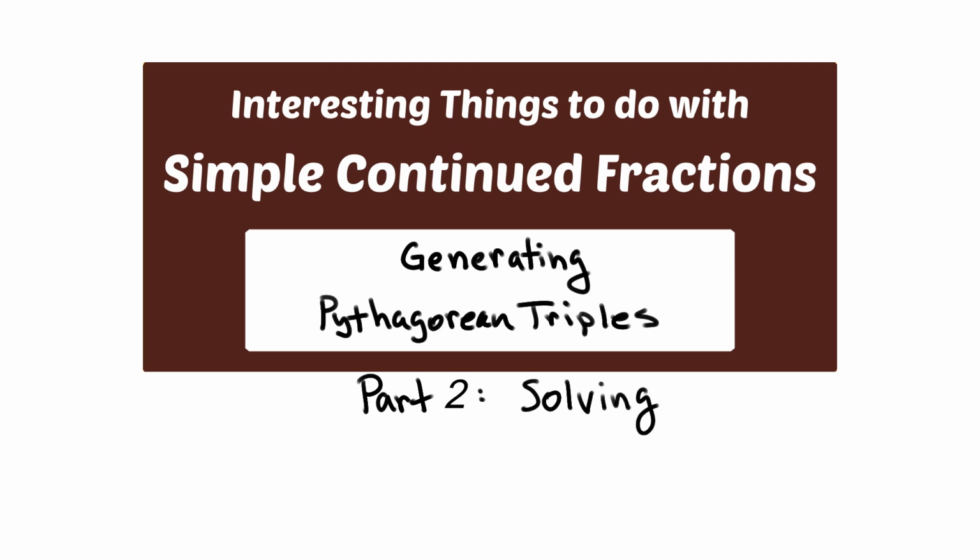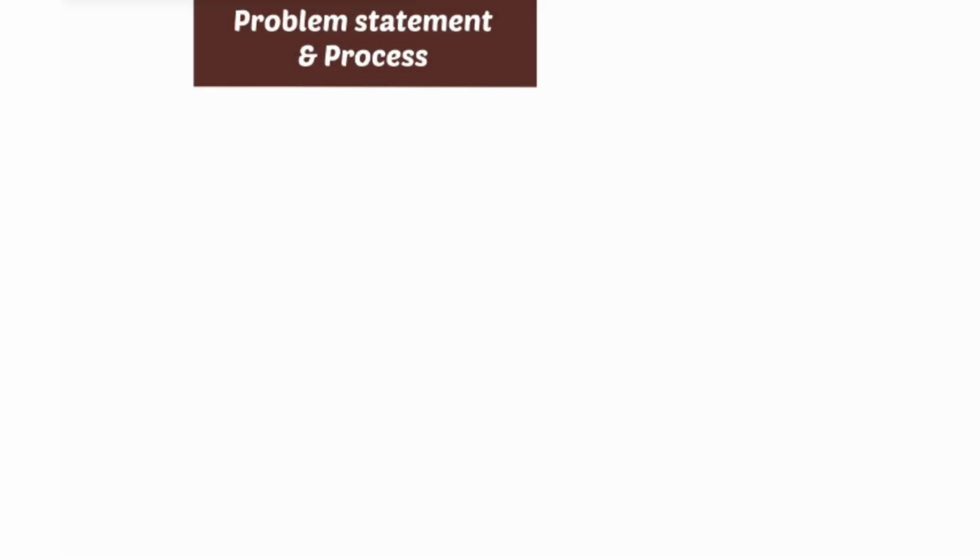This video is part 2 in a series about using simple continued fractions as part of the process to generate Pythagorean triples. We'll write a quick problem statement and outline the process, and then work an example. Let's get started. What we want to do is use simple continued fractions while generating Pythagorean triples.